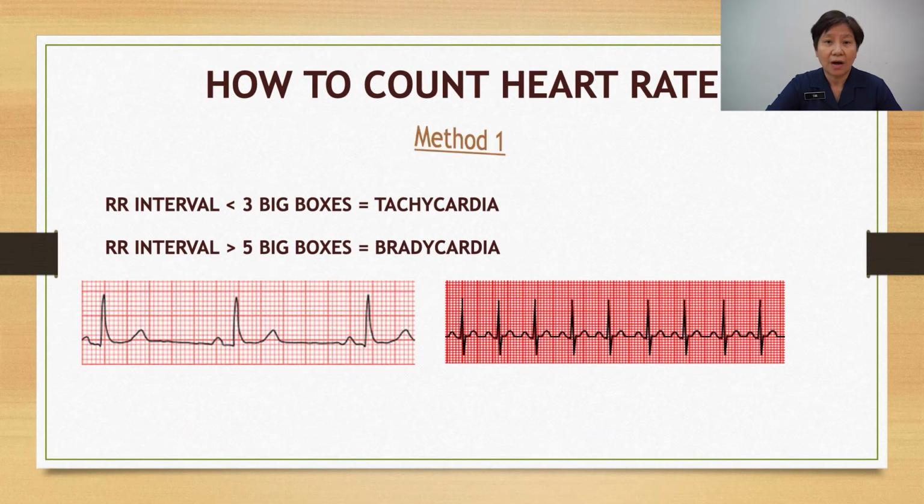I would like to teach you how to count the heart rate. We have a few methods. The first method is roughly, when you look at the rhythm, you can know whether it's tachy or brady. It depends on the RR interval. If the RR interval is about 3 big squares, then it is very tachy. If the RR interval is more than 5 big squares, it shows bradycardia.